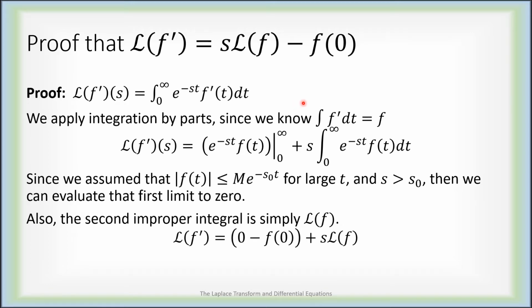Therefore, what we have is this limit evaluates to 0. I then subtract, plugging in a 0 here. That would give me a 1 times f of 0. And my second term is just s times the Laplace transform of f, which is exactly the claim, that the Laplace transform of f prime is s times the Laplace transform of f minus the constant f of 0.